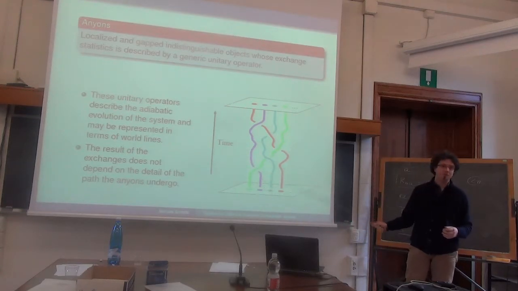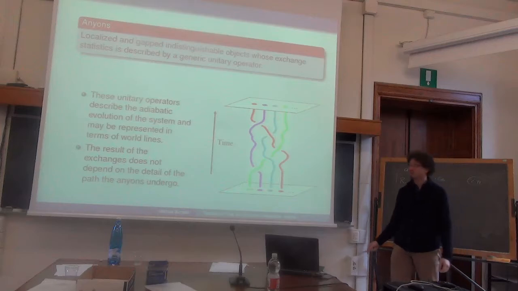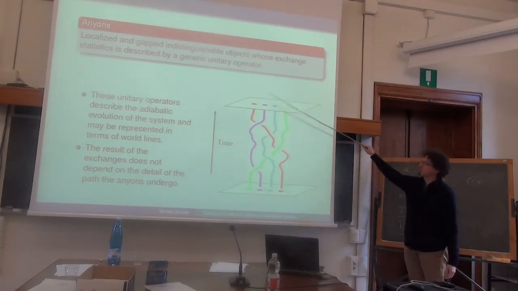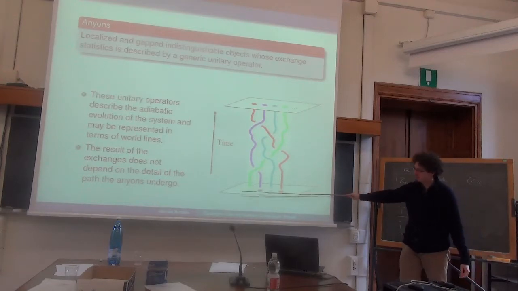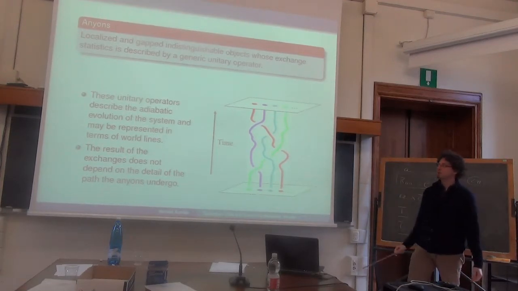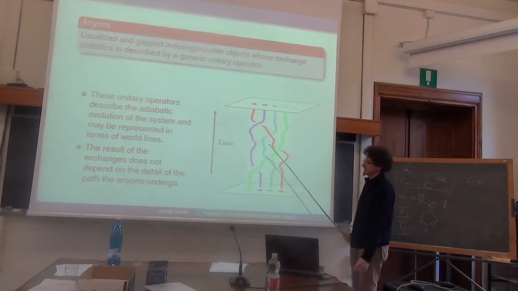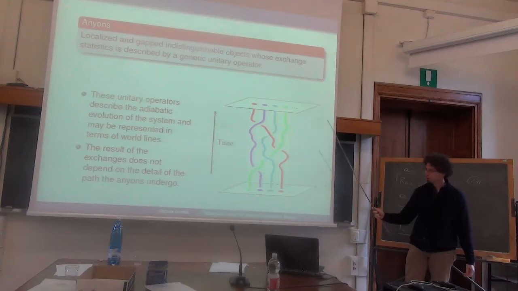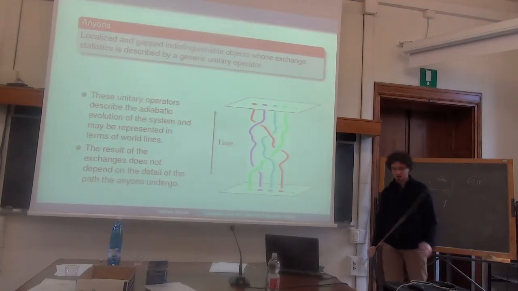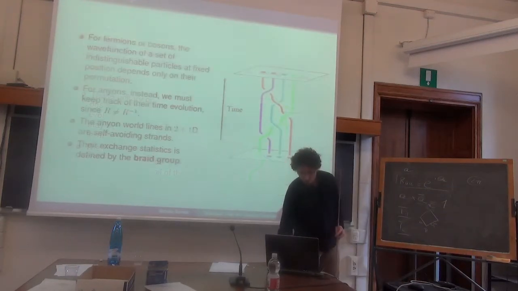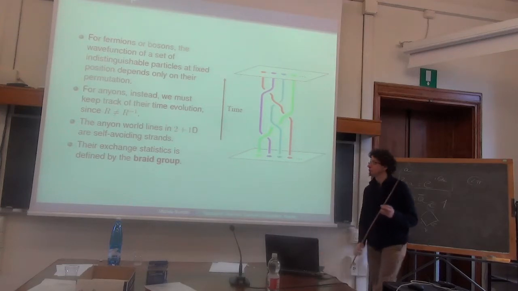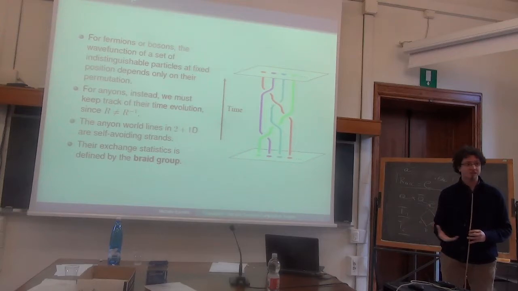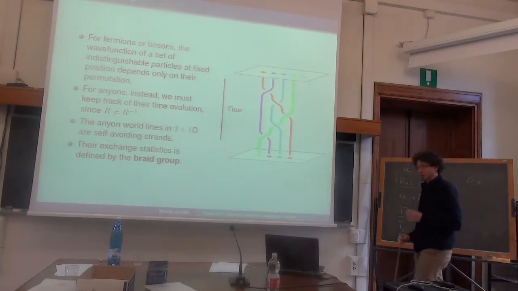Essentially, I may have local perturbations in the system, but the statistics and the final unitary operator which maps this state into this state do not depend on the details of the path, but only on the topology, only on the structure given by this braid. So, this is why we usually say that anyons provide, with their statistics, a representation of the braid group.